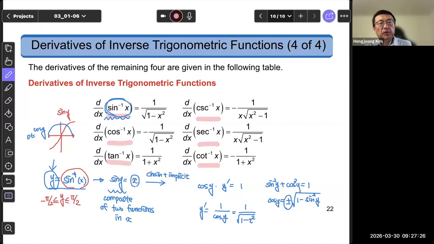You can apply a similar trick to derive the other five, and you need to remember this formula, especially the derivatives of the inverse functions. You need to memorize all six.